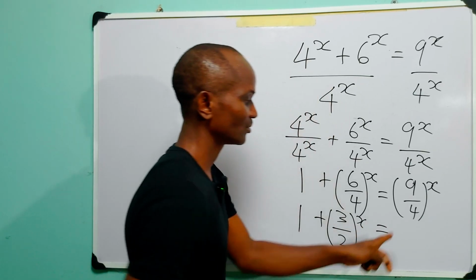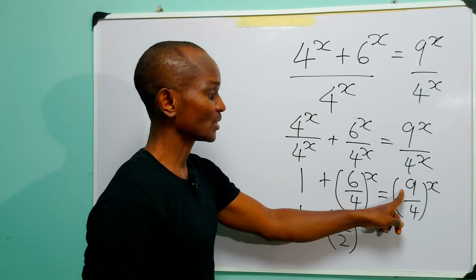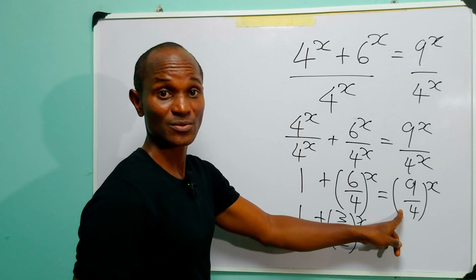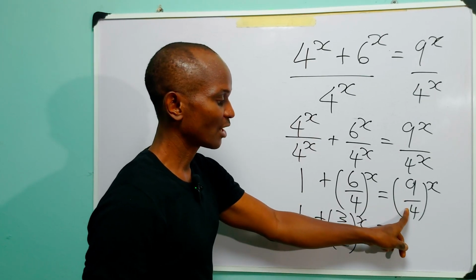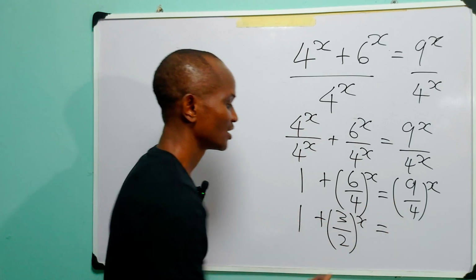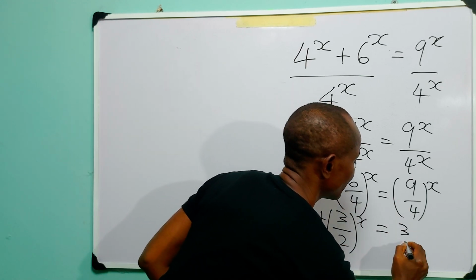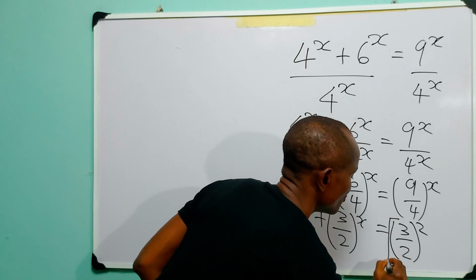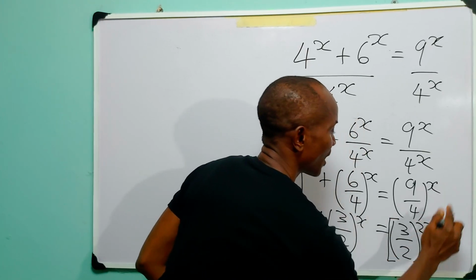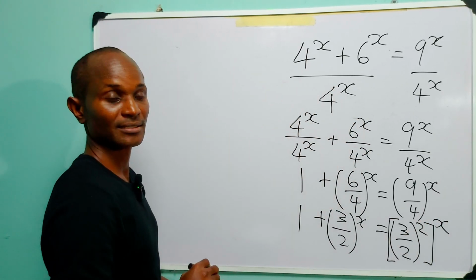x is equal to, when you look at this, you will see that we have two perfect squares here. We have 9, which is 3 squared, and we have 4, which is 2 squared. So this can be written as 3 over 2 squared raised to power x.